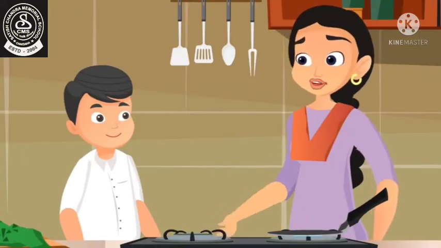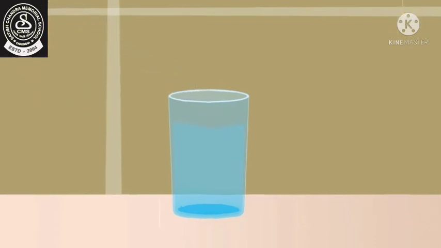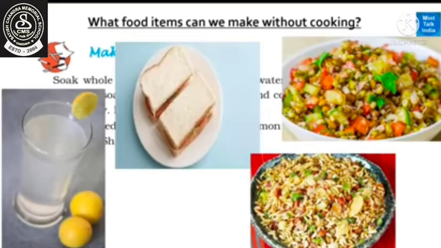Like lemonade. It is very simple to make. First, fetch a glass. Add water to it and then squeeze a lemon. Be careful that no lemon seeds are added to the solution. Then dissolve salt or sugar as you like. Here, your lemonade is ready. Similarly, you can make some other food items like sandwich, aloo chaat, bhel puri without using any fire. So students, try this at home and enjoy them.